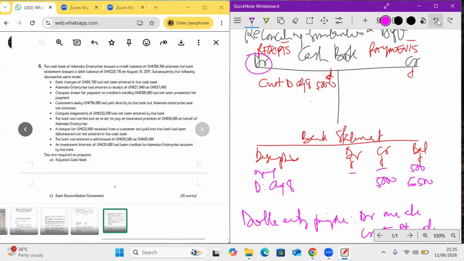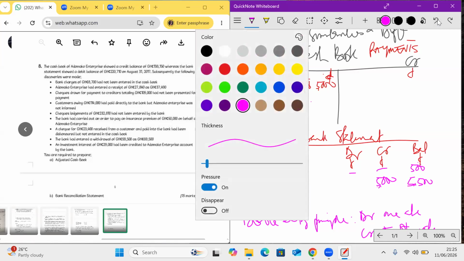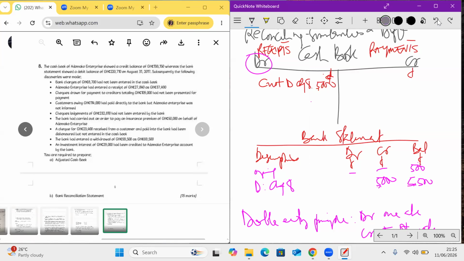So what do we learn? We learn that this double entry is diagonal. Debit cash book, credit bank statement. That's what we are looking at.